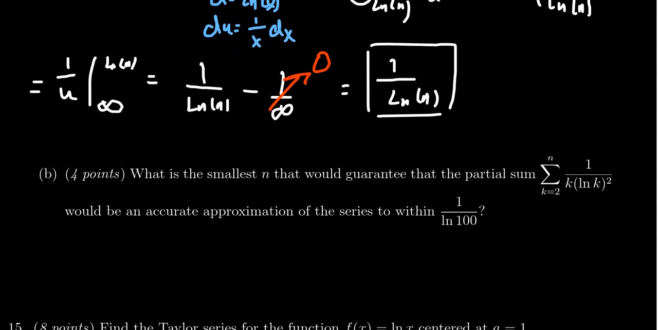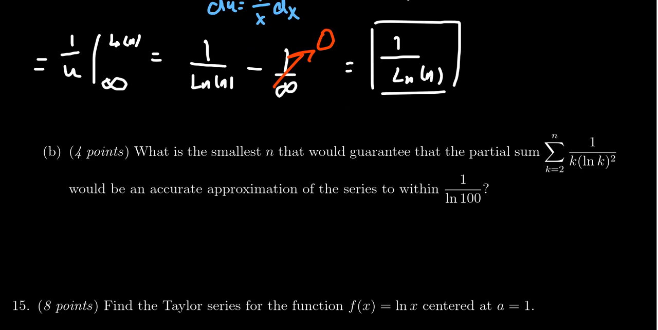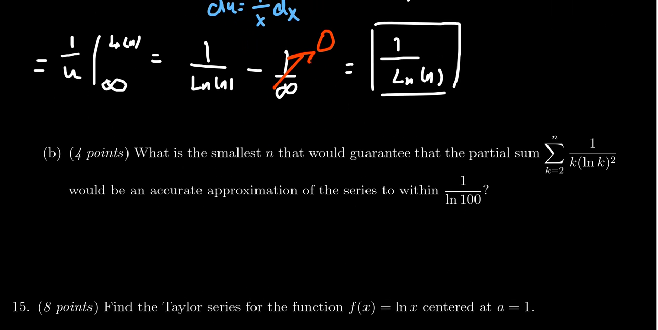So then look at part B here. What is the smallest choice for n that would guarantee that the partial sum, where k ranges from 2 to n, of 1 over k times the natural log of k squared, what would be the smallest choice of n to guarantee that this partial sum would be an accurate approximation of the series to within 1 over the natural log of 100, right? And so this is a statement about error bounds right here. So this is some prescribed error, and we need to find that our remainder, Rn of x, needs to be less than this.